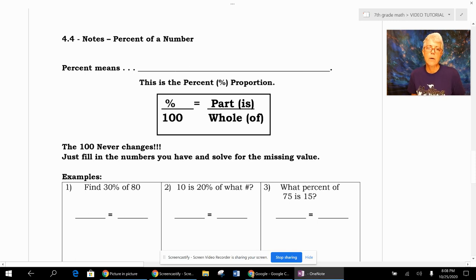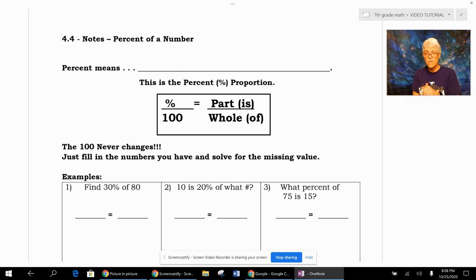Hey guys, today we're going to talk about percent of a number. All right, so let's think about what you already know about percents. 100%. If you buy a pizza and I eat 100% of that pizza, how much did I eat? Yes, I ate all of your pizza. So you kind of understand that idea of 100% being the whole.